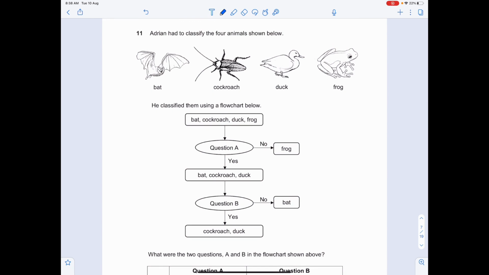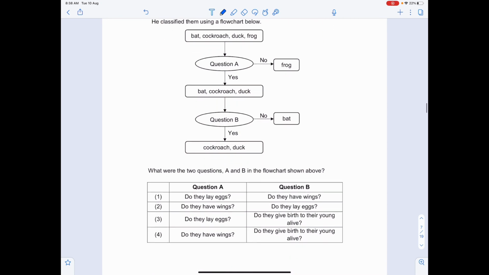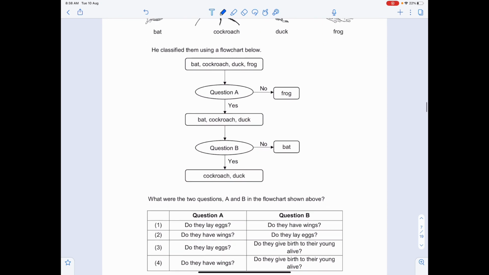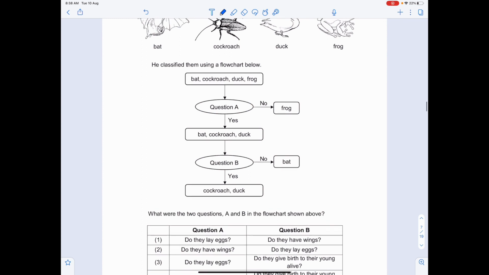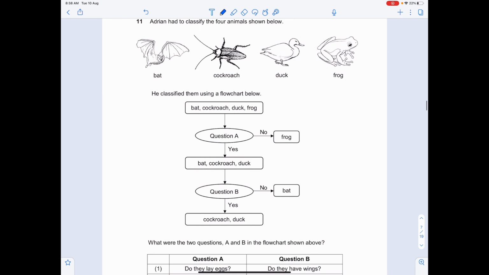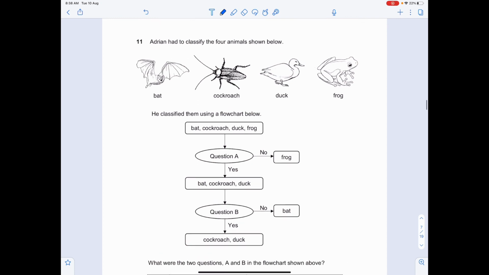Adrian had to classify 4 animals below. He classified them using the flowchart below. What are the 2 questions in the flowchart? Questions A and B in the flowchart shown above. Okay, so this is a question on animal classification. It's basically on life cycles.